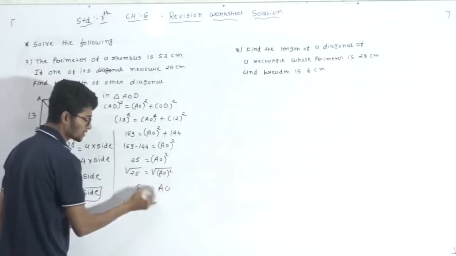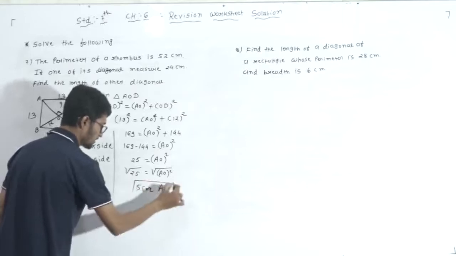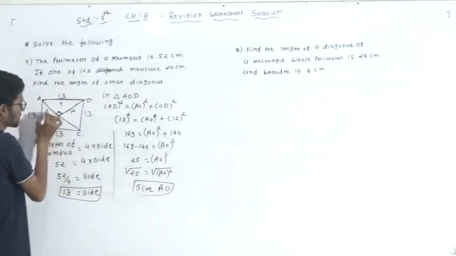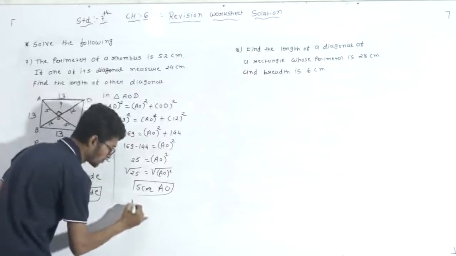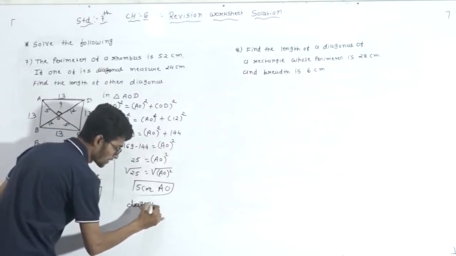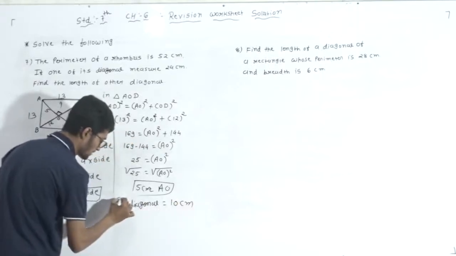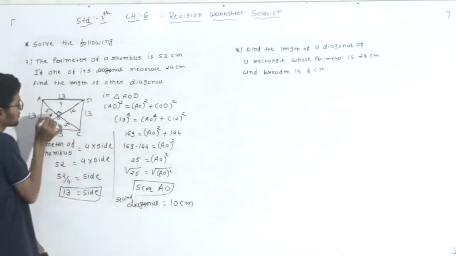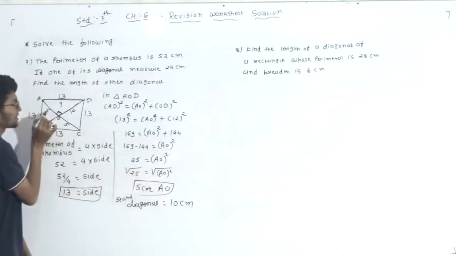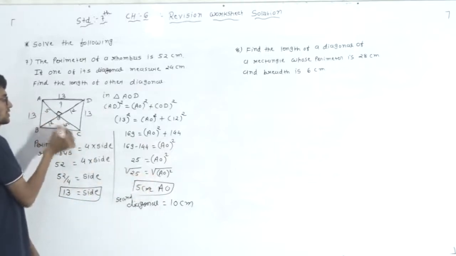Square root of 25 is 5 centimeter. It means AO is 5 centimeter. So this one is also 5 centimeter. It means the diagonal is 5 plus 5, which is 10 centimeter. Second diagonal is equal to 10 centimeter. Why? Because here we had to find AO. AO is equal to 5 centimeter, so OC is also equal to 5 centimeter. So total 10 centimeter.